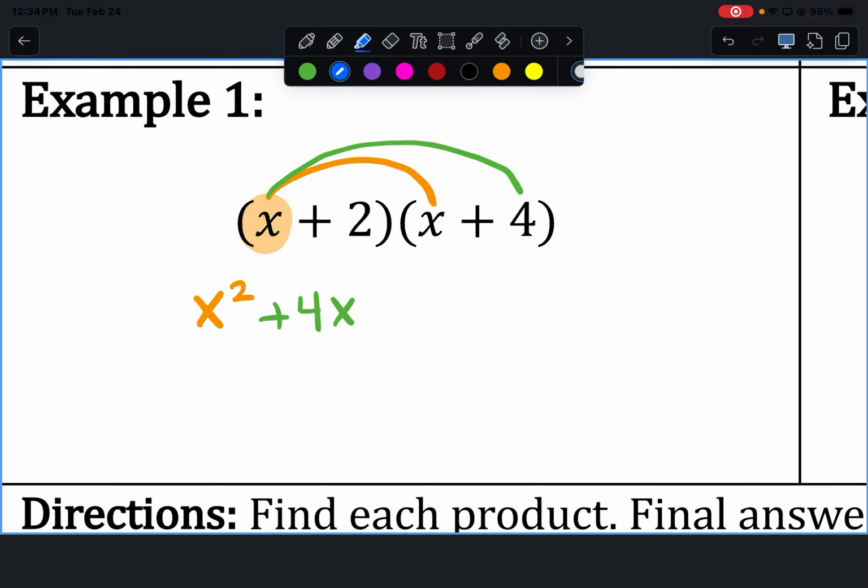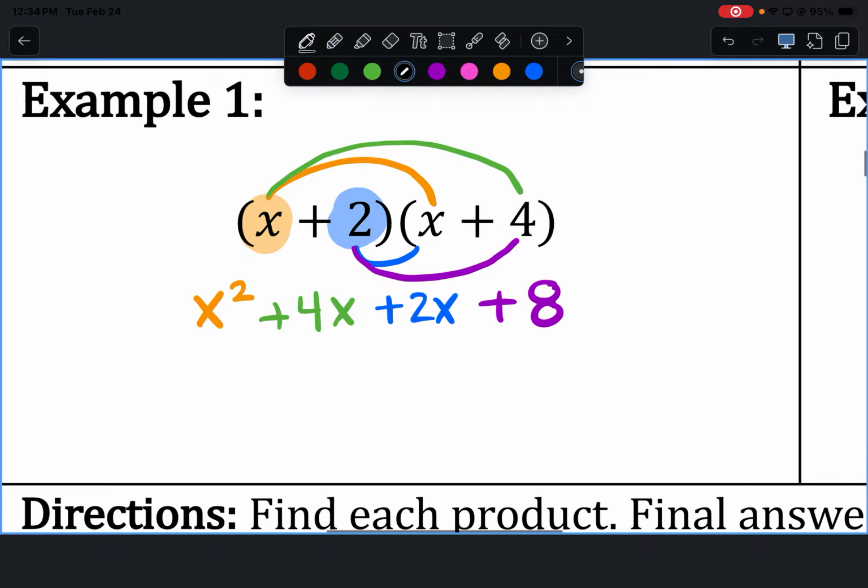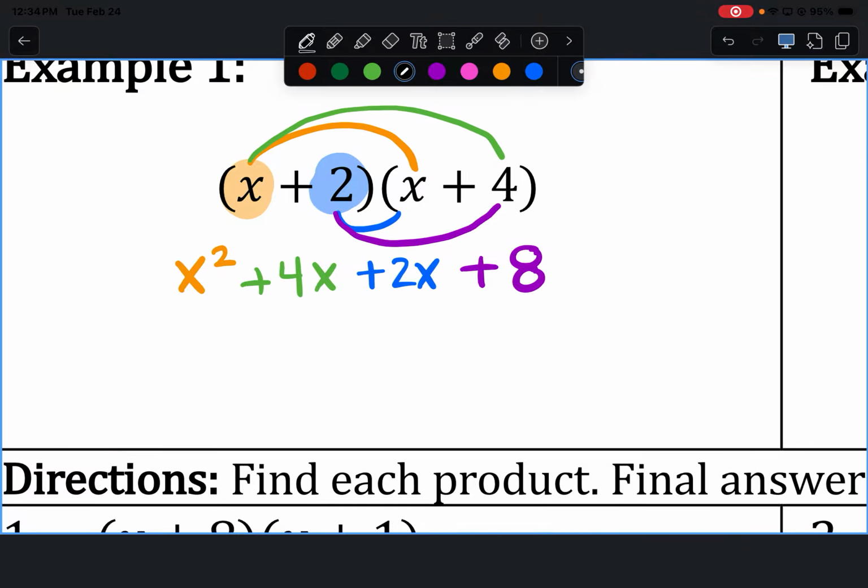Now I'm going to look at the second term in that binomial, and I'm going to distribute that term. So where do I need to distribute it to first? What is 2 times x? Then we're going to do 2 times 4. What is 2 times 4? 8. Okay, is there anything I can write simpler? Yep. So how would I write my answer?